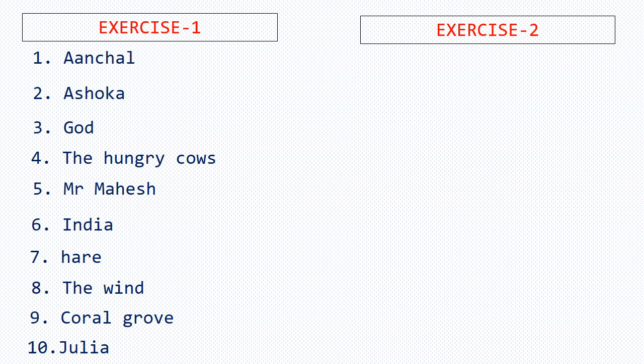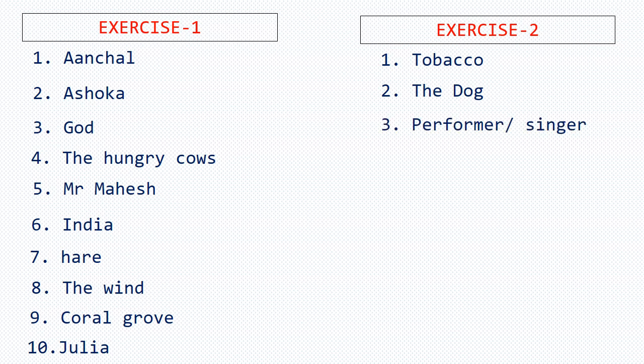Number 1, dash is bad for teeth. Here I have written tobacco is bad for your teeth. Number 2, dash is a faithful animal. The dog is the faithful animal. Number 3, dash was singing on the stage. I have written the performer or a singer, you can say. Number 4, dash should donate blood to the poor. I have written we or you. You can use any subject. Okay, it can be the first person also.